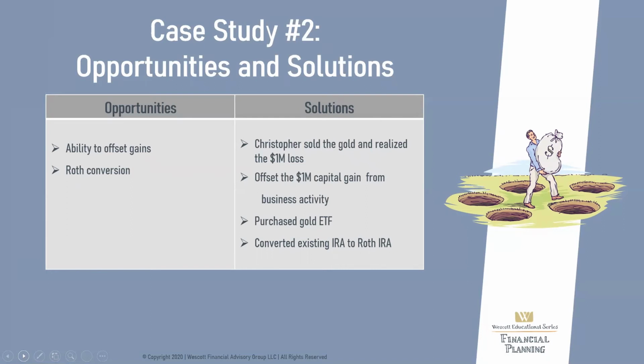Had he left the money in a traditional IRA, he would be subject to required minimum distributions at age 72 and would be taxed on that distribution as ordinary income. He is not required to take a minimum distribution from the Roth IRA, but in the event he needs cash, he can access these funds tax-free.